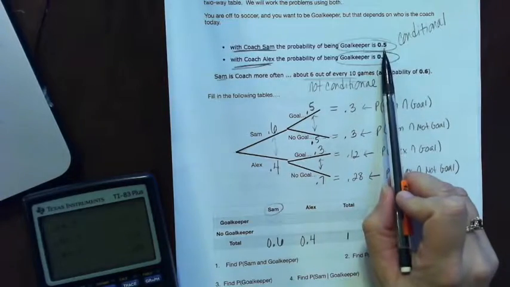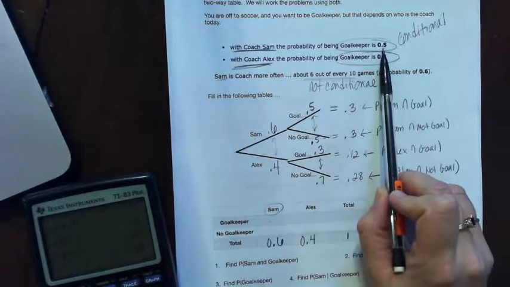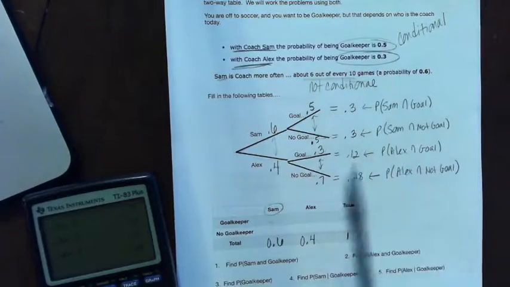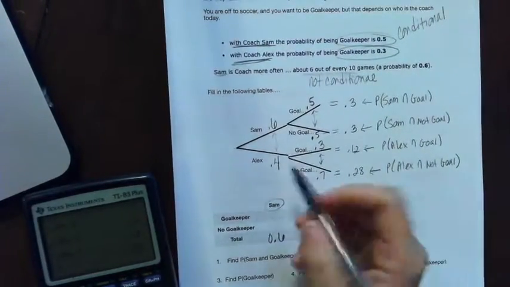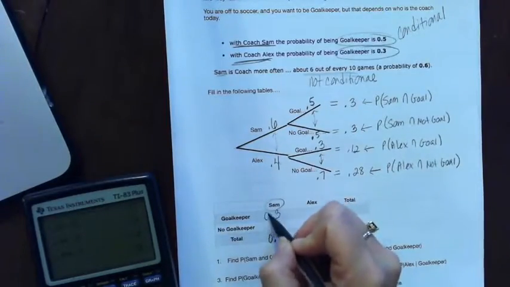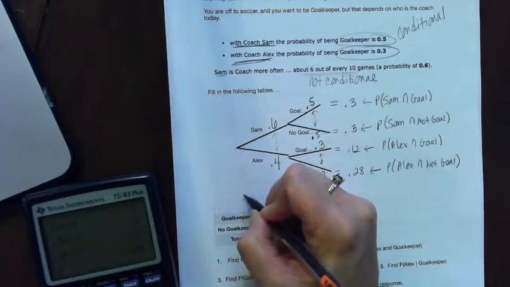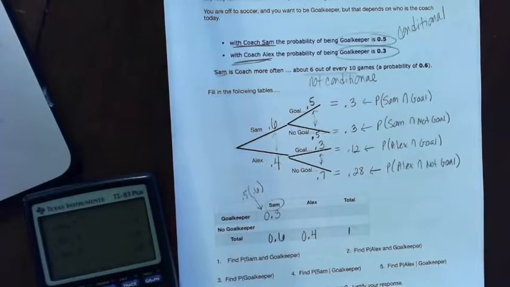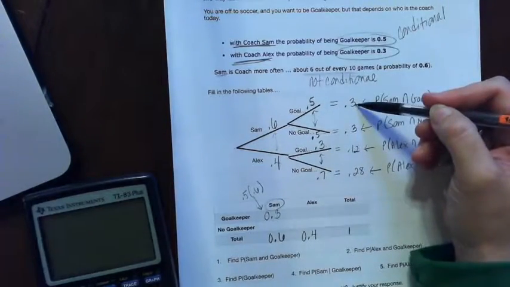This does not mean that you're the goalkeeper for 50 of them. This means you're the goalkeeper for half of those 60. So half of 60 would be 30. But in probability, half of 60% is 30%. So what goes here is 0.3. And where that number comes from, that comes from the 50% of the 60%. And that number is this number right here, okay?